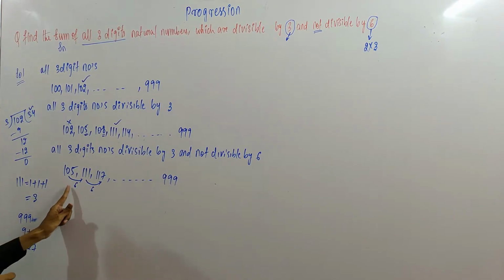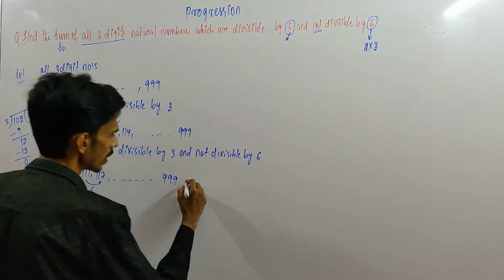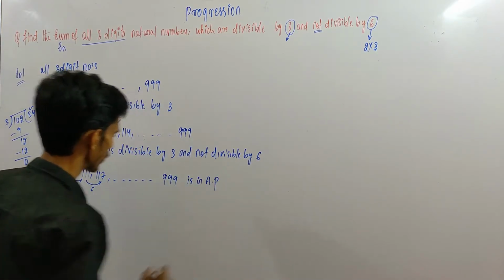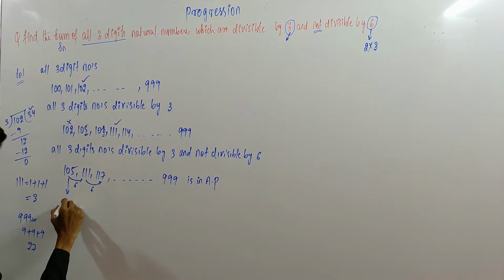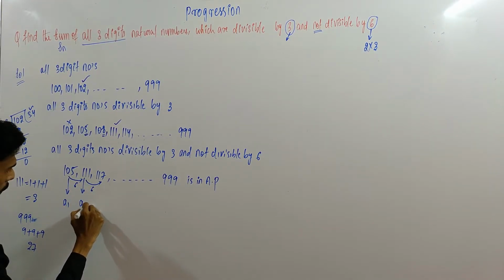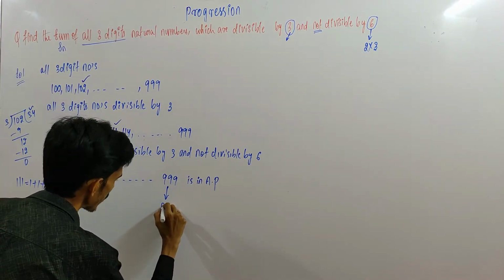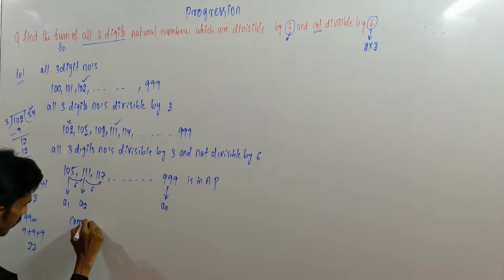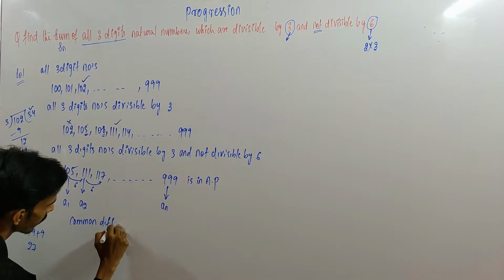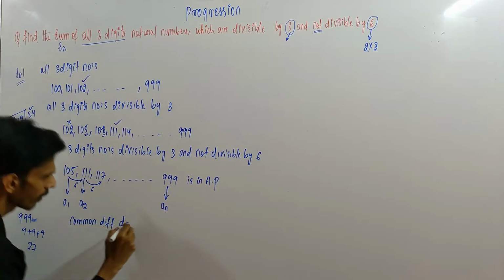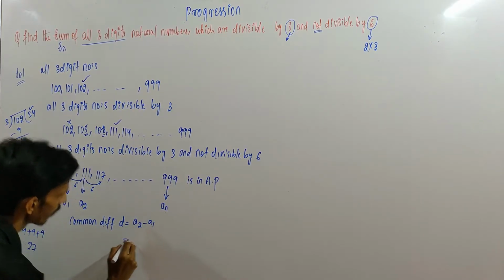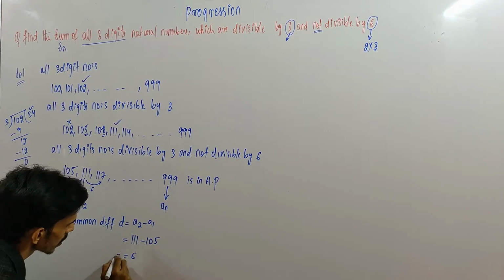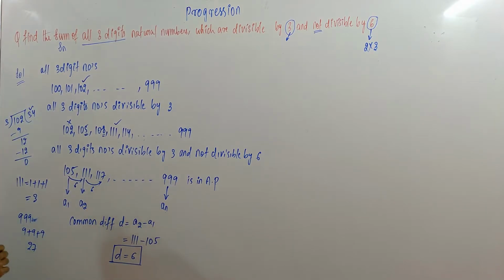If we observe this, we have a common difference. So this sequence is in arithmetic progression with first number A1, second A2, and now the last one is AN. Calculate common difference. Common difference D is equal to A2 minus A1. We have 111 minus 105, that is 6. So we have common difference as 6.